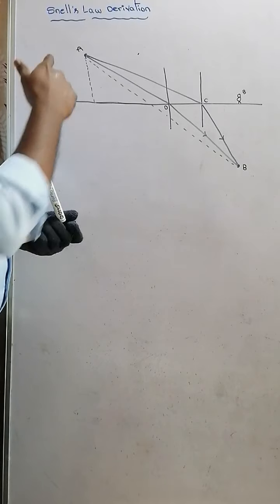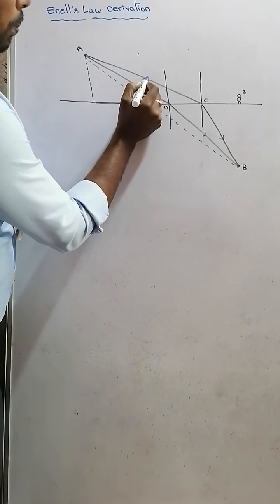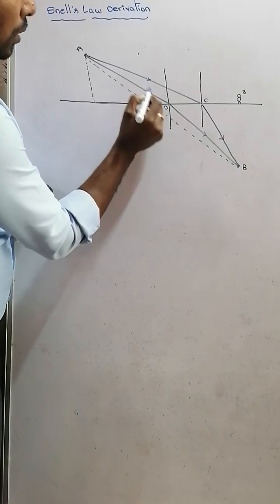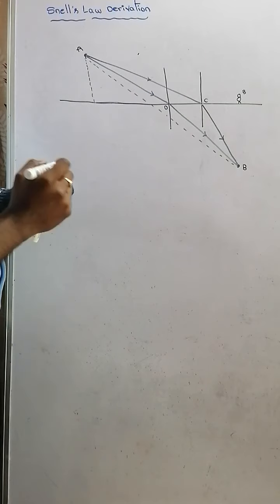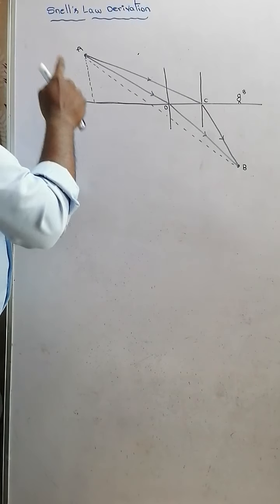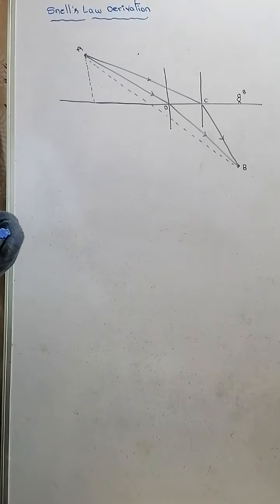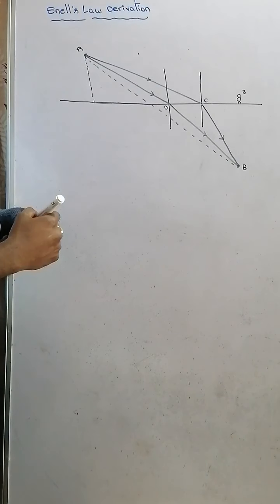Which path does he need to choose to save person B? Which path does he need to take so that person A can save person B? Based on this, we are going to derive the equation for Snell's law.